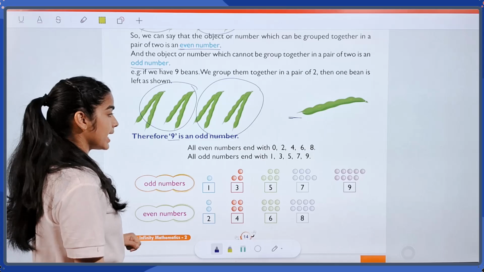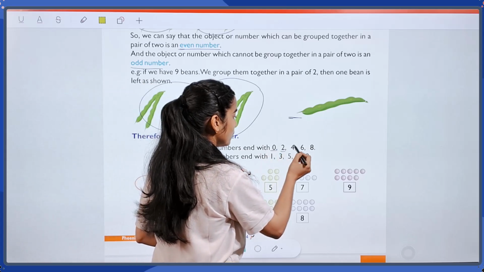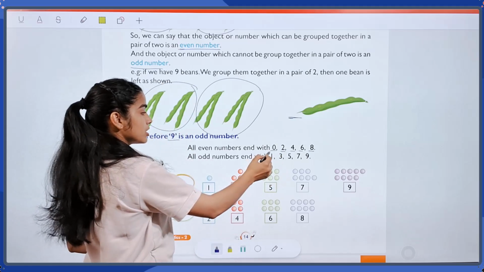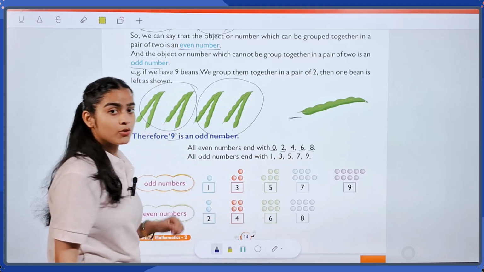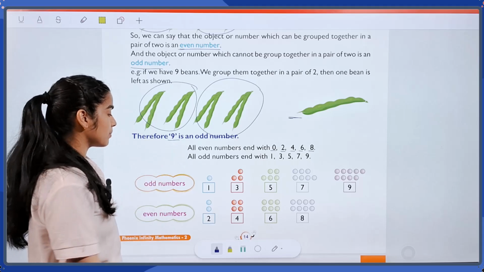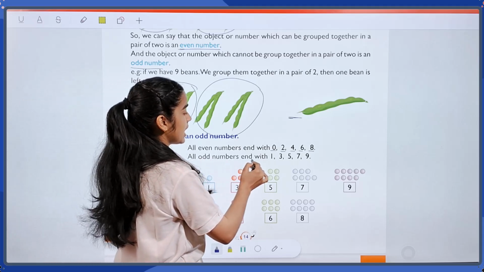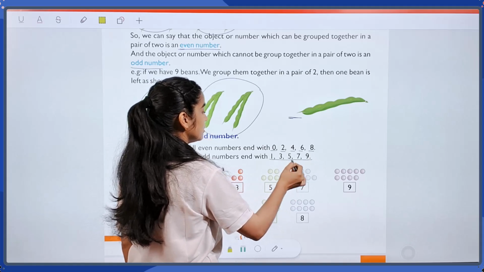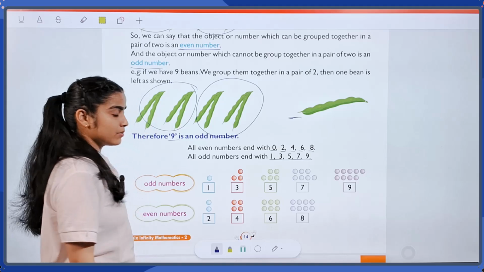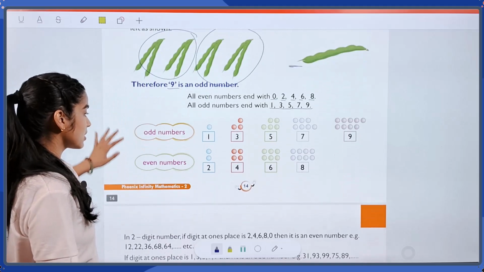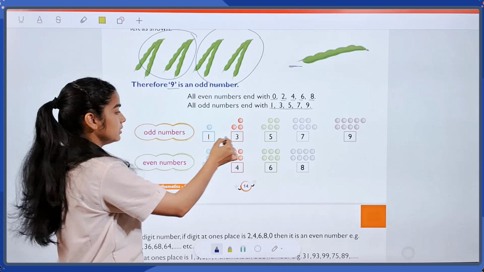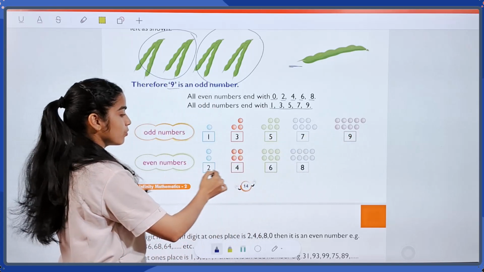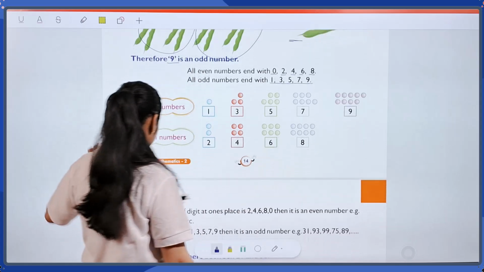All even numbers end with 0, 2, 4, 6, and 8. If the last digit is 0, 2, 4, 6, 8, you can understand that it is an even number. Now all odd numbers end with 1, 3, 5, 7, 9. If the last digit is 1, 3, 5, 7, 9, those are odd numbers. So these are the odd numbers 1, 3, 5, 7, 9. These are the even numbers 2, 4, 6, 8.